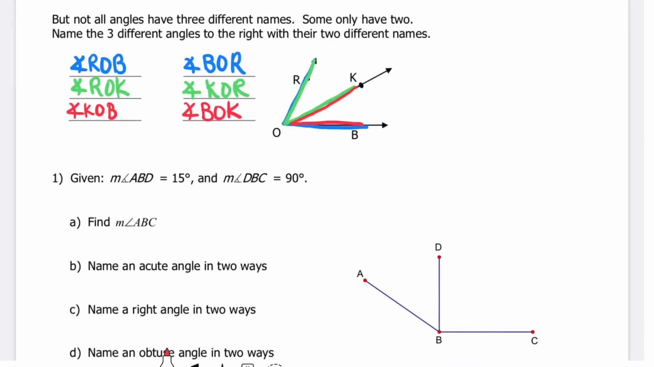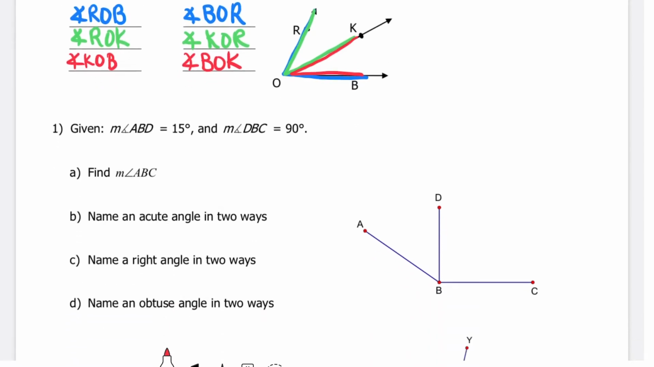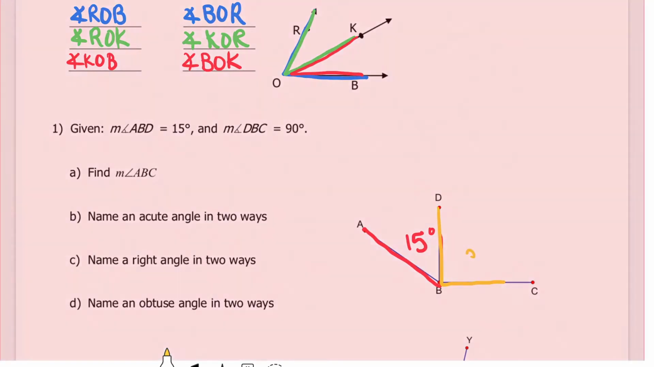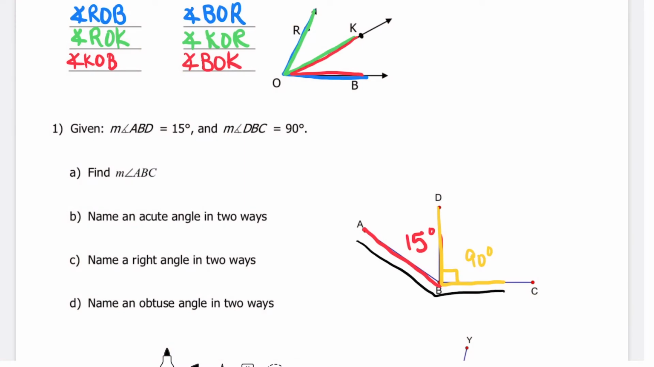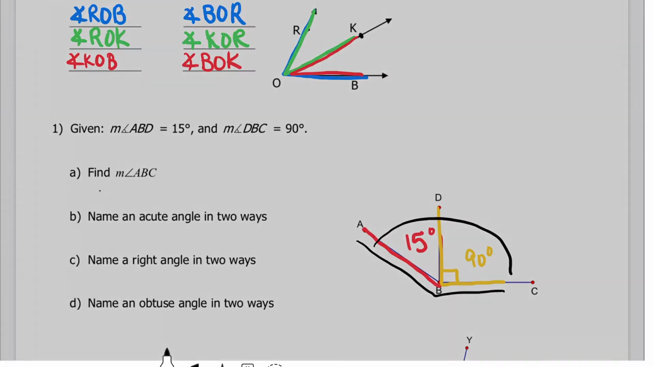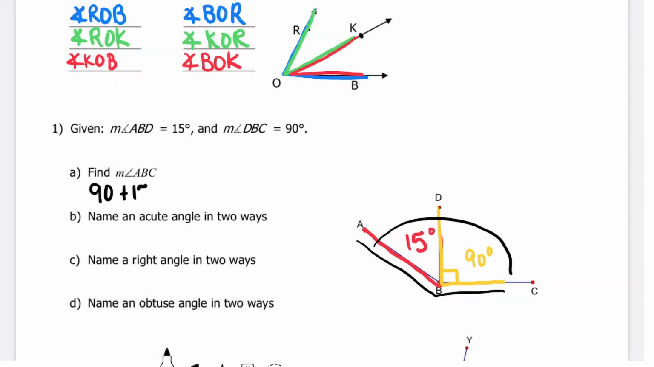And then starting with number 1, it says measure of angle ABD is 15 degrees. And DBC is 90 degrees. So that's a right angle. It says find measure of angle ABC. So ABC is the whole entire angle. So I'm going to do 90 plus 15 to get 105.